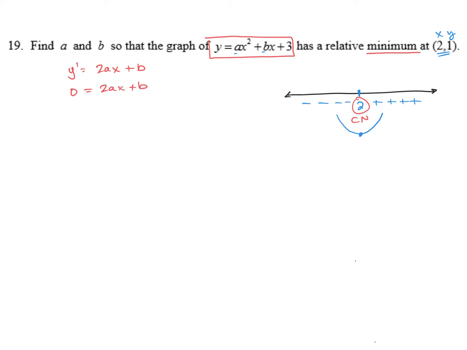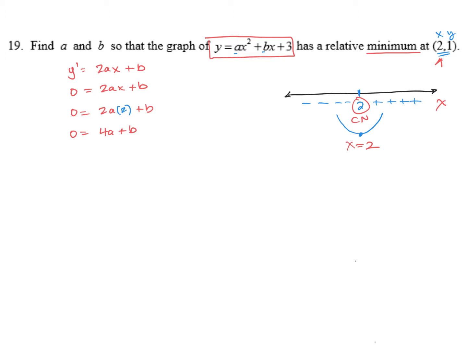Well, here's the really cool thing. You already know the x value. The x value is 2. This is the x-axis. So we can plug that 2 into here. So 0 equals 2a, and we know the x is 2 plus b. So we get 0 equals 4a plus b, but we are no closer to finding a and b.